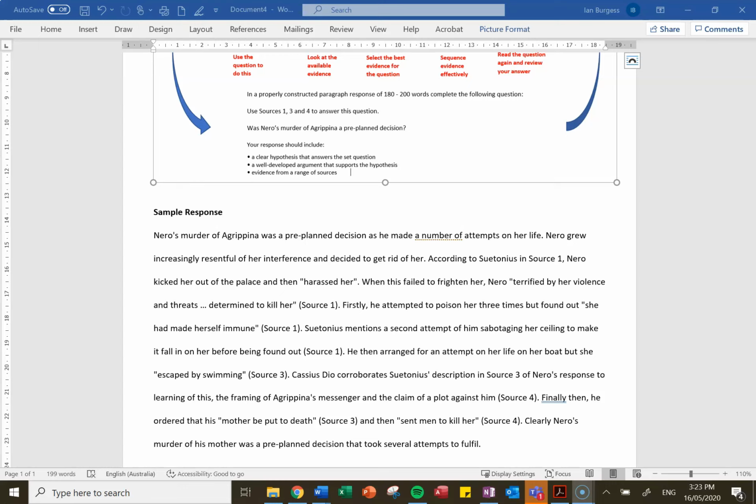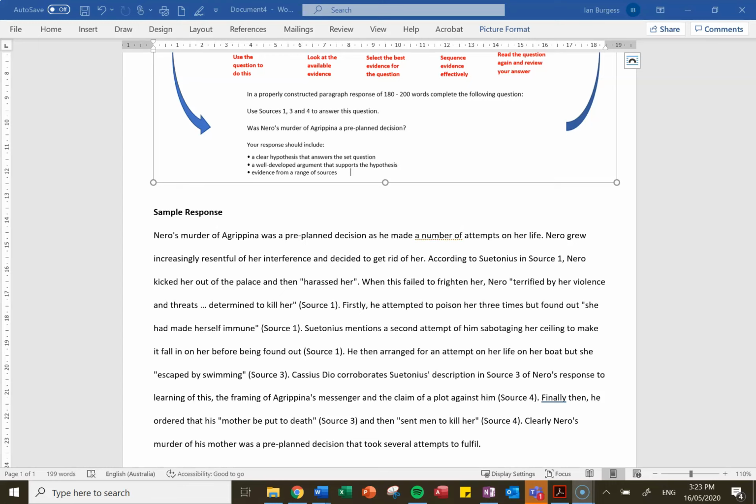So then we say, okay, if that's our argument, we need to support that with evidence. So according to Suetonius in source 1, so here we're signposting the evidence with author and with the source that it comes from. So that means we don't have to, at the end of the sentence, for example, put reference the source. So according to Suetonius in source 1, Nero kicked her out of the palace and then harassed her.